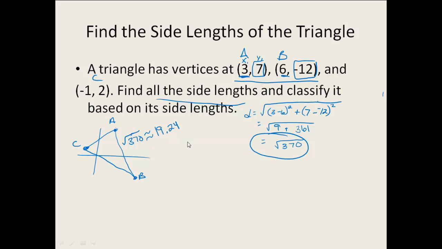19.24. Now what I want you to do is find the distance between B and C, and then find the distance between C and A. You're going to use that same process. So pause the video and find those two distances.